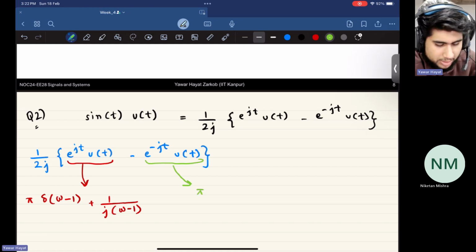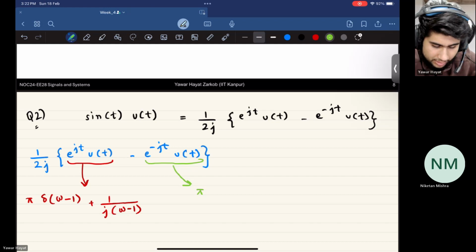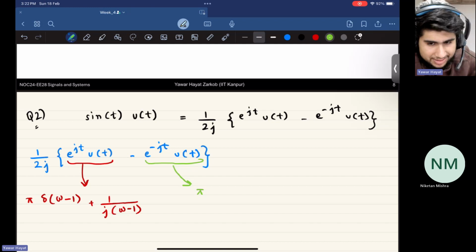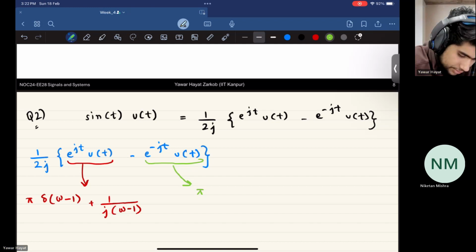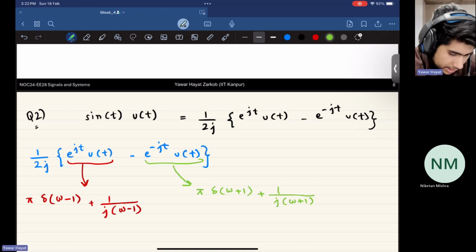Now we are multiplying this by e to the power minus jt, right? So omega naught is minus 1. If omega naught is minus 1, omega minus omega naught would be omega plus 1. So it's pi del of omega plus 1, 1 over j omega plus 1.